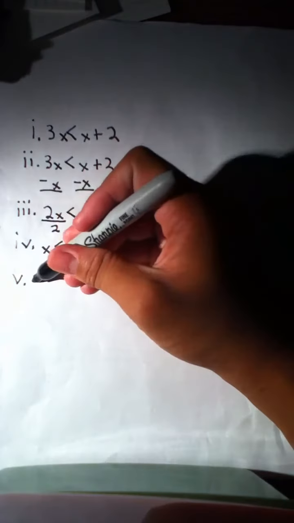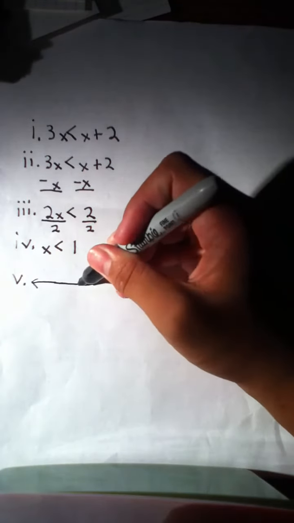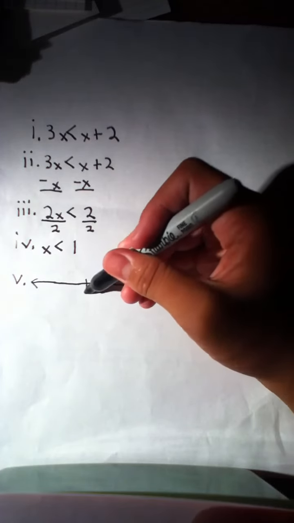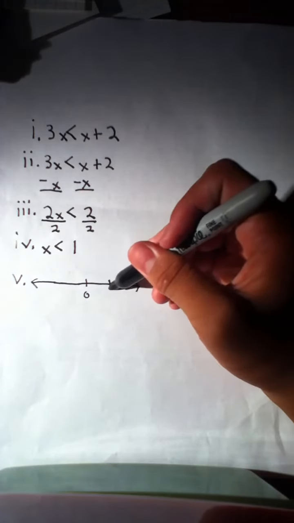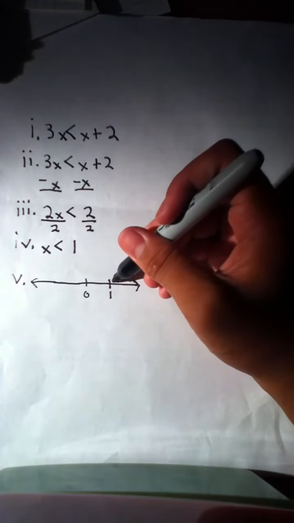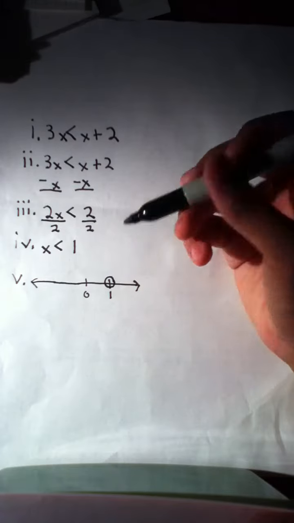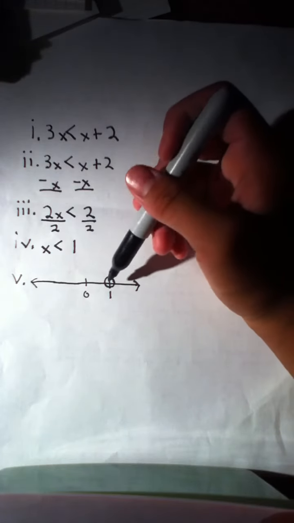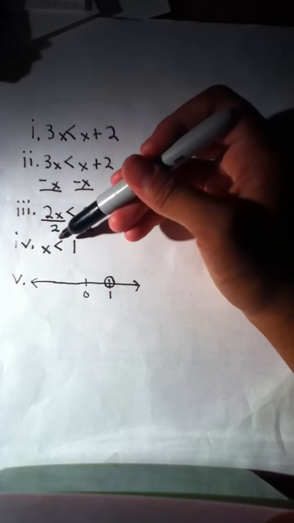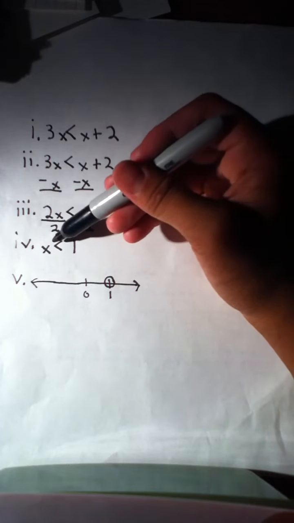is to first graph the inequality. So this would be your graph. Put the 0 here and the 1. And then you would make an open circle on the 1 because you always draw an open circle if it is less than or greater than.